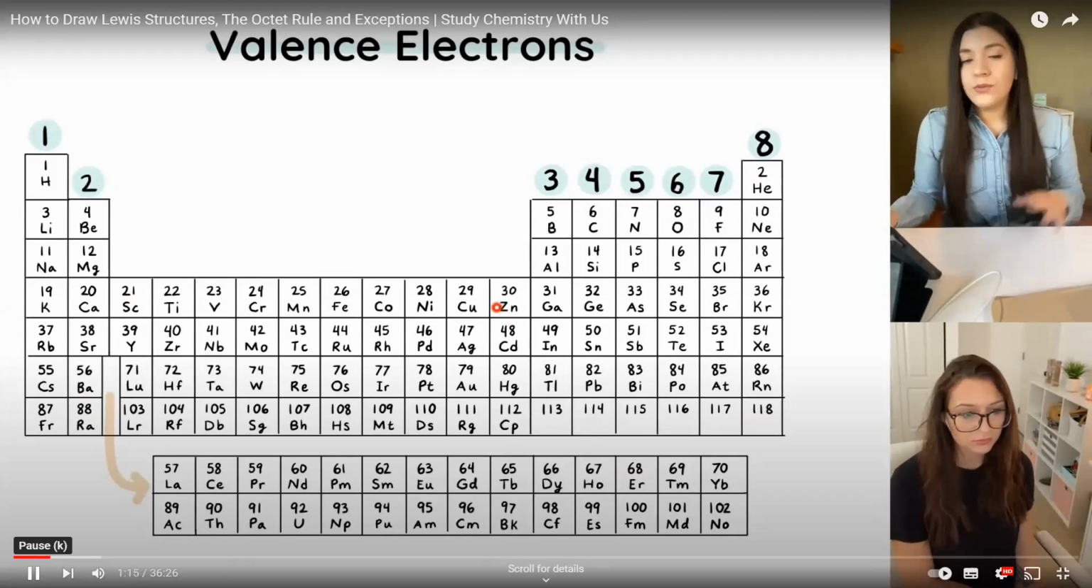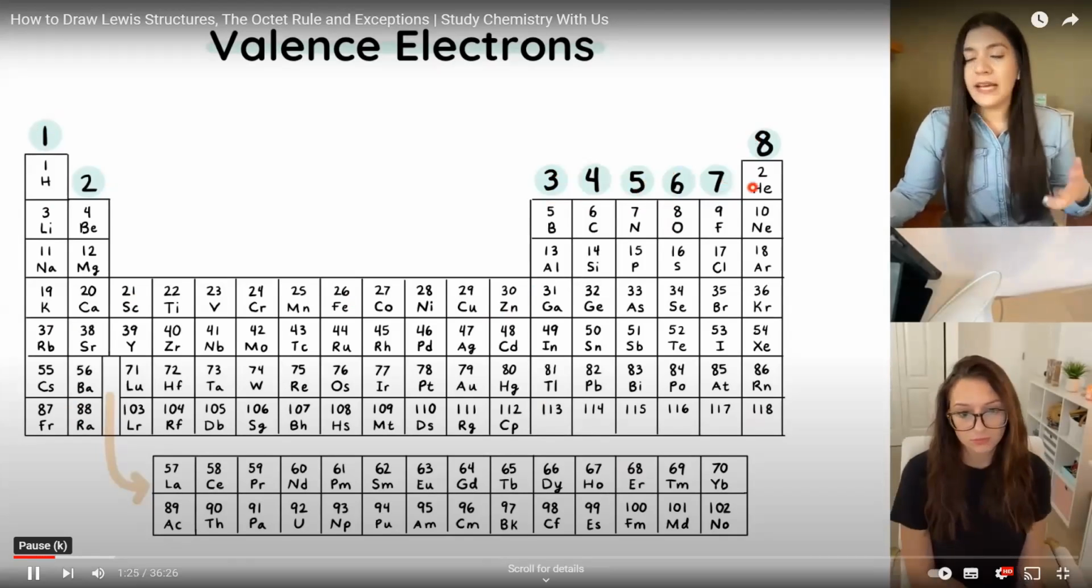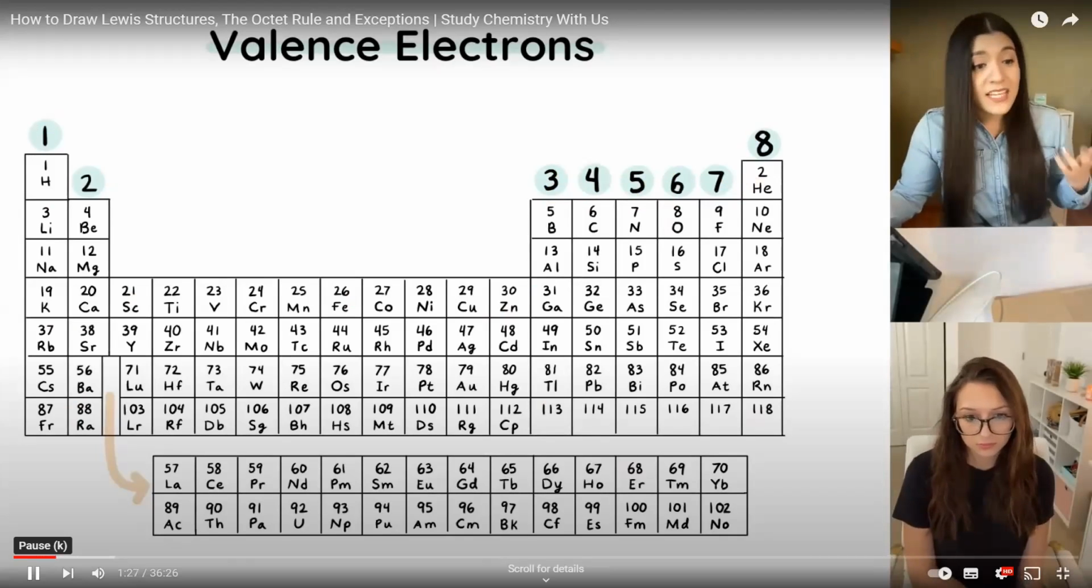We're not going to look at anything to do with transition metals for Lewis structures. And then the next one, this column, is going to be 3 valence electrons, 4, 5, 6, 7, 8. You get the point. But it's going to be really important to actually have these memorized.